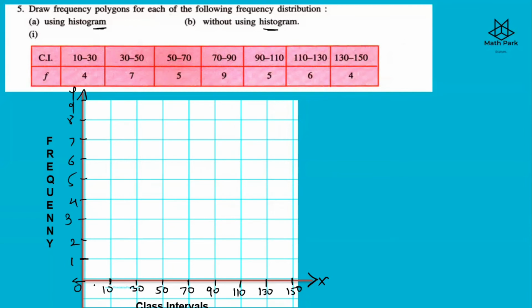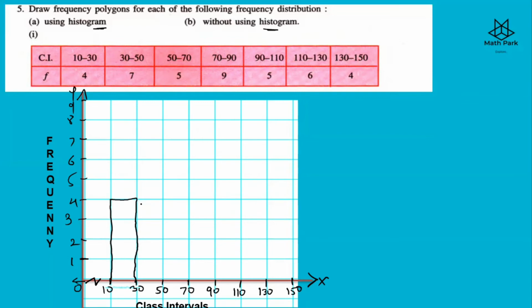So now here, look at this, 0 to 10. So difference is only 10, but the difference here is 20. So that is why we will show the kink here, the break of axis. Now 10 to 30, there are 4. So we draw a rectangle here between 10 to 30. 10 to 30, the class interval is the base of the rectangle or the width of the rectangle.